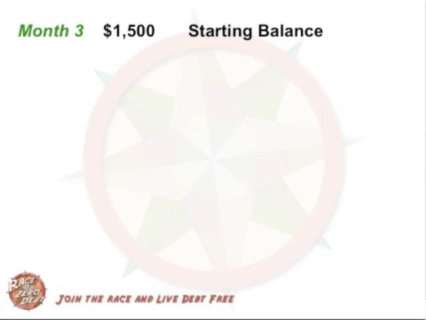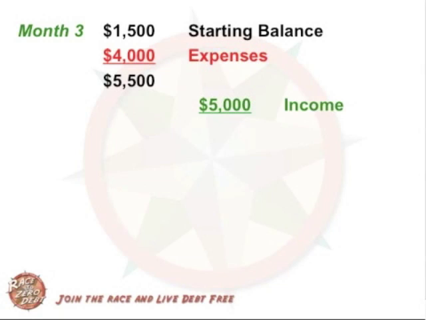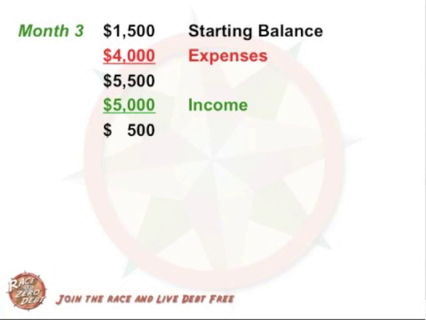All right, let's move on to month 3. We have a balance owing of $1,500. Our monthly expenses come in at $4,000, making our new balance $5,500. We deposit our paycheck, $5,000, into our ALOC, and now our new balance comes in at $500.